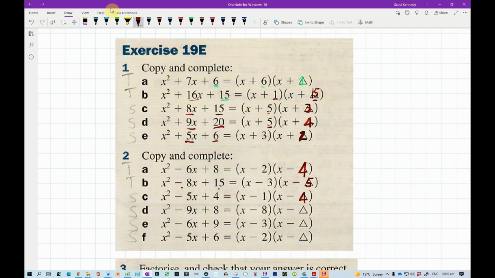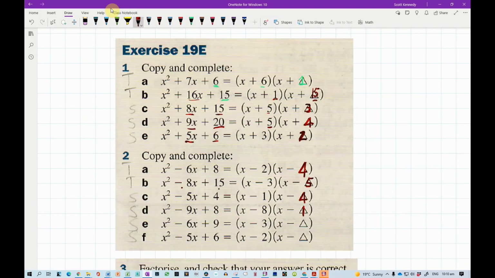Then we have positive 8, factors of positive 8 that add to minus 9. And we've been given one of them, minus 8, so the other one must be minus 1. Minus 8 times minus 1 is positive 8. And they add together, minus 8 plus minus 1 is minus 9.